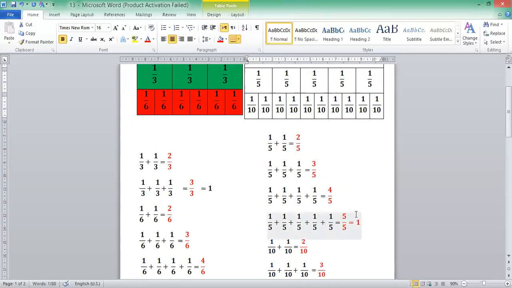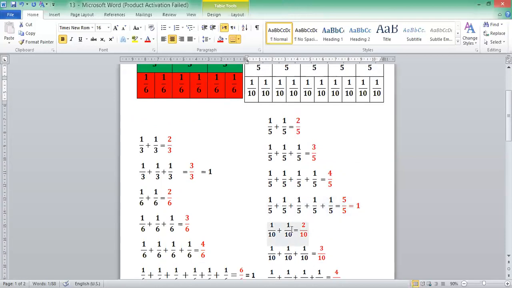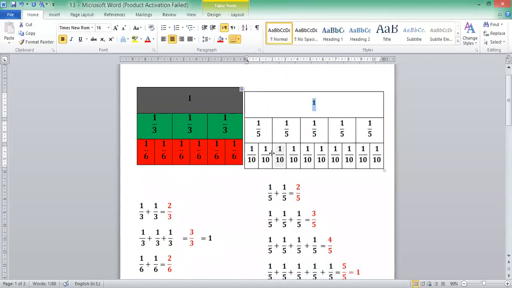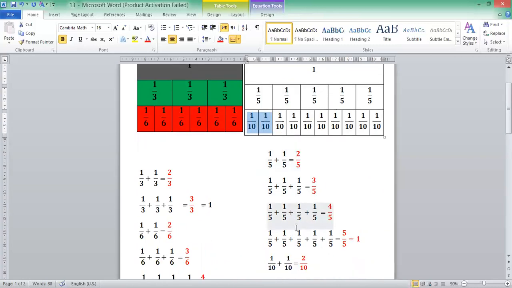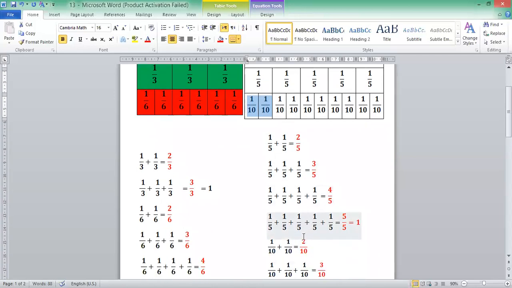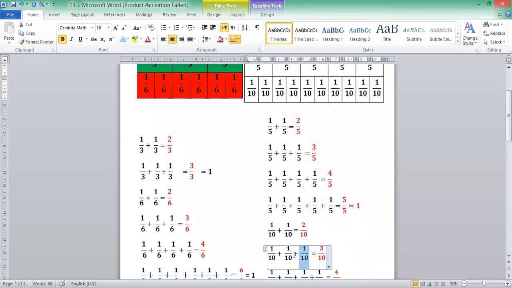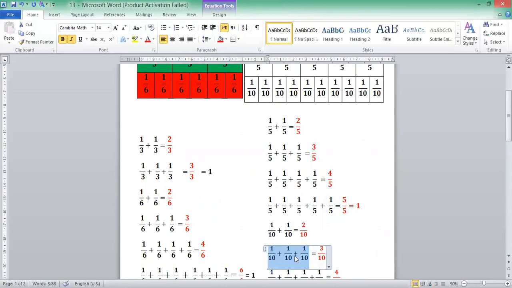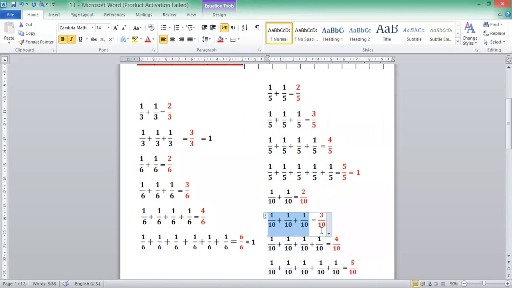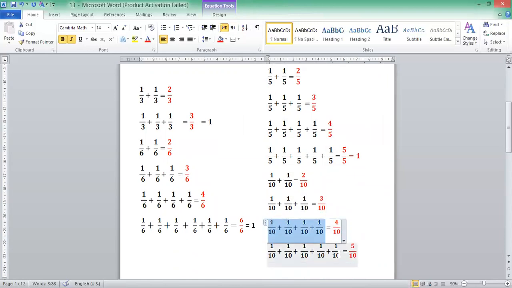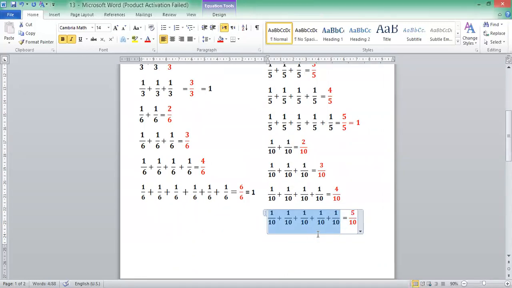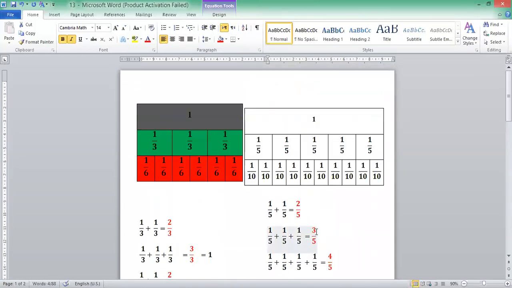Similarly, you can add 1 over 10 plus 1 over 10 in this portion. 1 over 10 plus 1 over 10 is equal to 2 over 10. If we add 1 over 10 three times, we get 3 over 10. If we add 1 over 10 four times, we get 4 over 10. Similarly, 5 over 10, and so on.